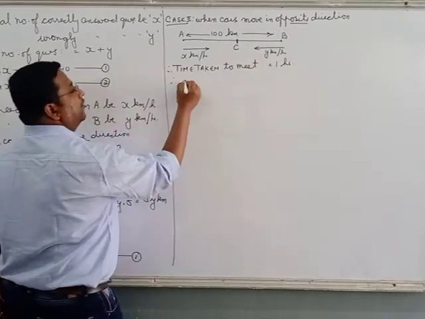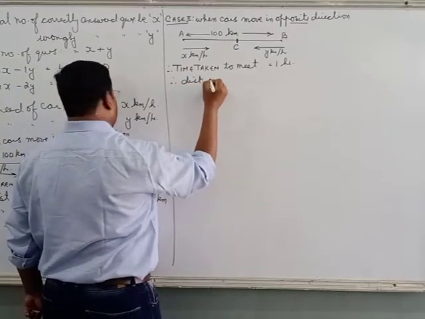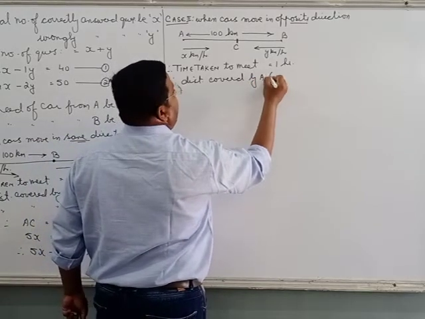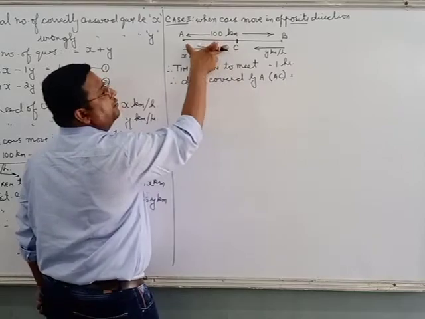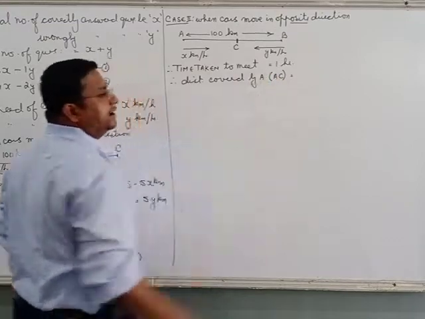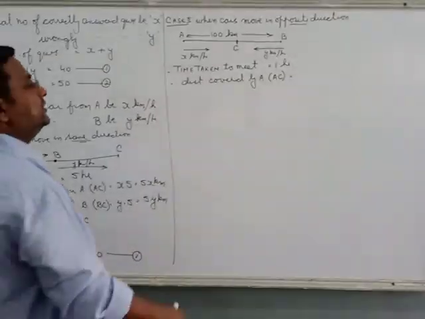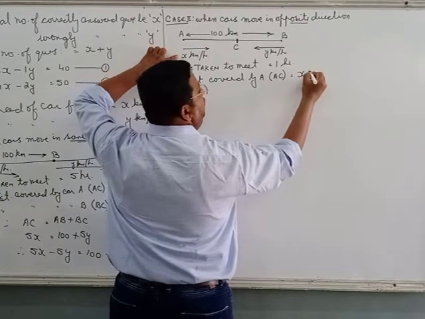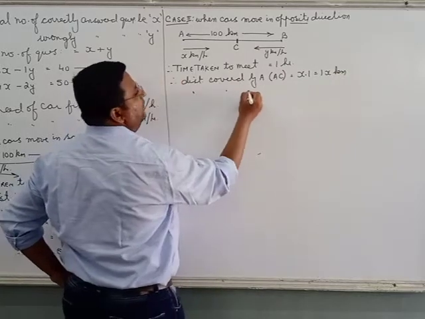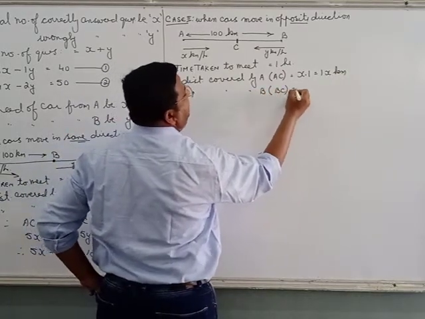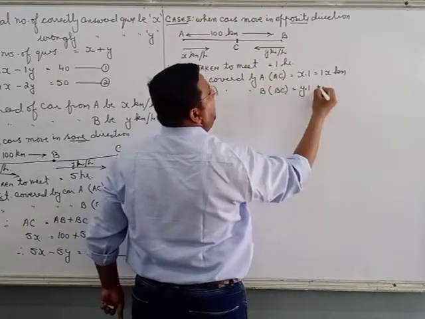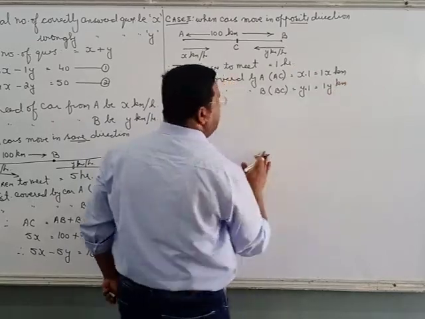So again, therefore distance covered by A, that is AC. Check over here now, AC. What is the speed? x kilometers per hour. And what is the time? 1 hour. Again, formula: speed into time is equal to distance. So speed x into time 1 hour, so that is 1x kilometer. Distance covered by car B, that is BC. As you can see, from here it is coming over here. So it is y speed into time 1 hour, that is 1y kilometer.